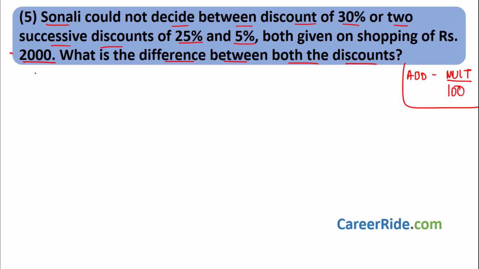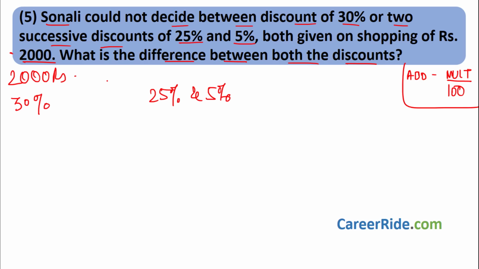Add, minus, multiply, divided by 100. What have they given over here? Sonali does a shopping of rupees 2000. She is given two choices. She can either get a 30% discount, or she can have two successive discounts of 25% and 5%, right? Now she cannot decide between the two discounts. What we have to find is the difference between both discounts, right?